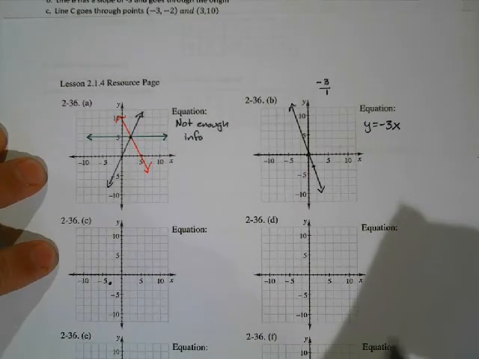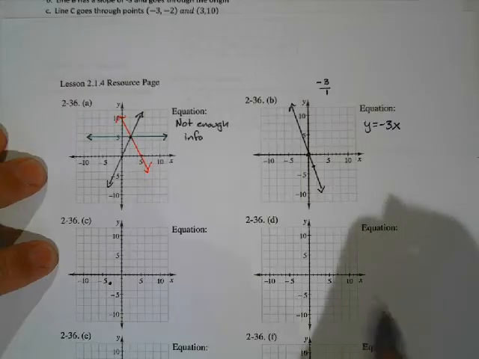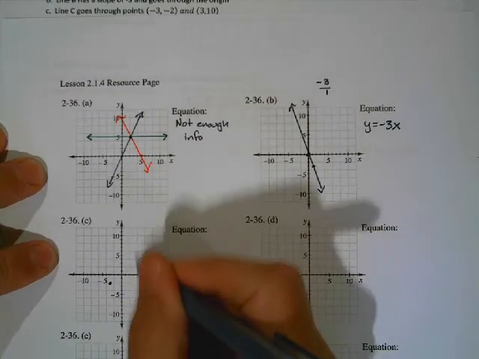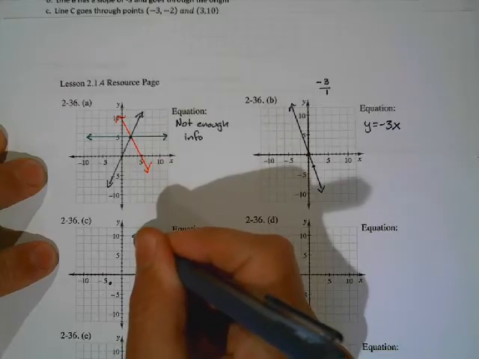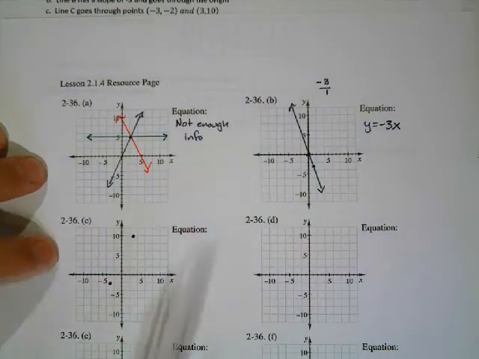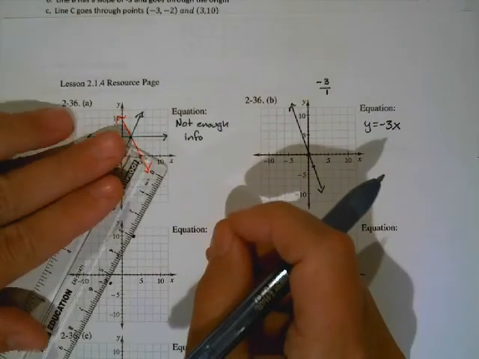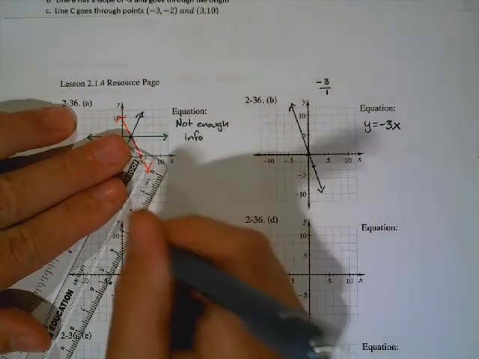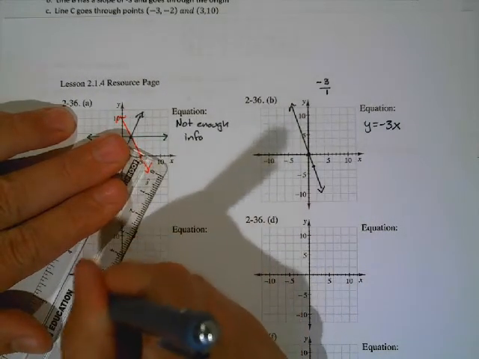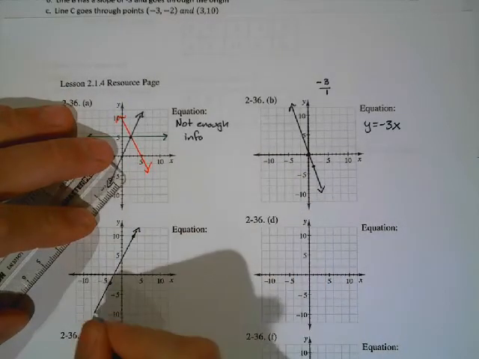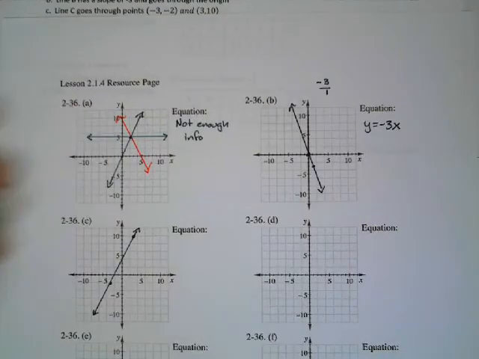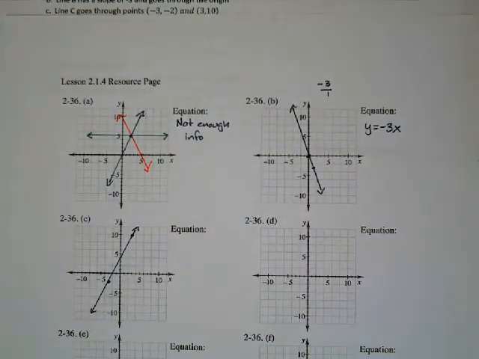And then it's going to go through 3, 10. So 3 and then 10. Almost made a big mistake there, but I recovered. All right, so we've got a line that goes through those 2. All right, then I'm going to write my equation. Okay, I'm going to stop here.